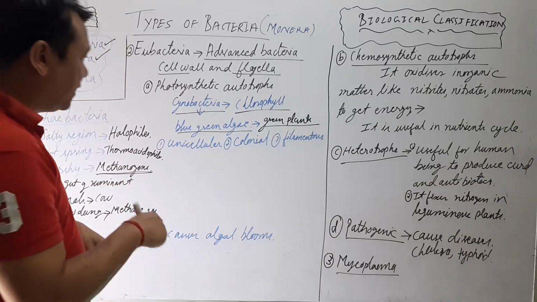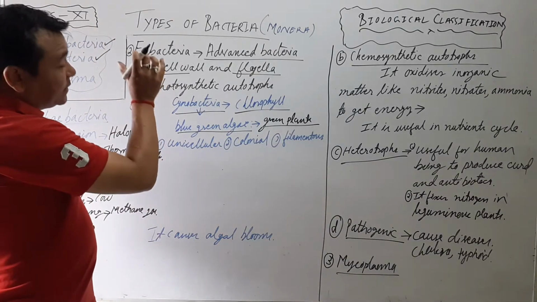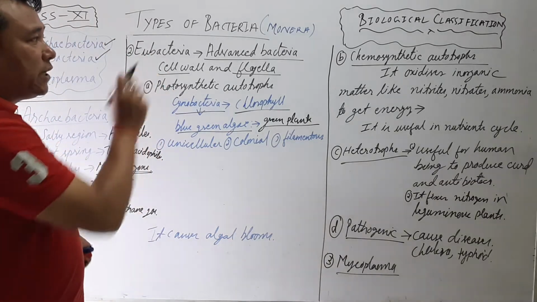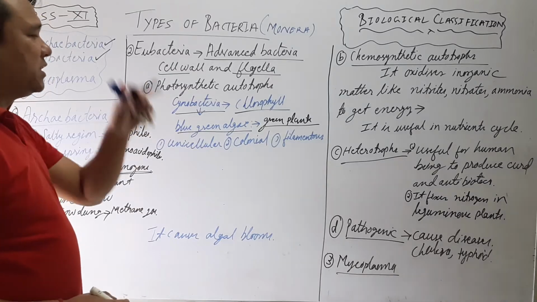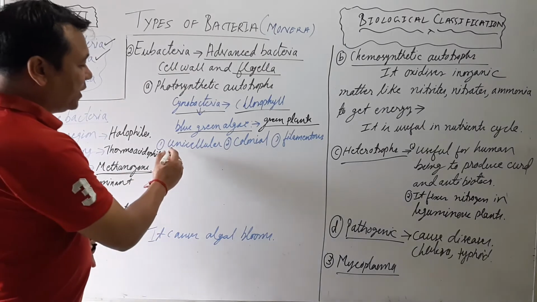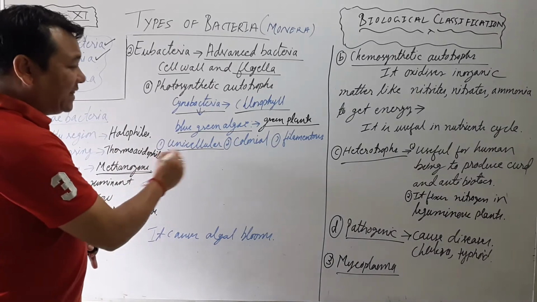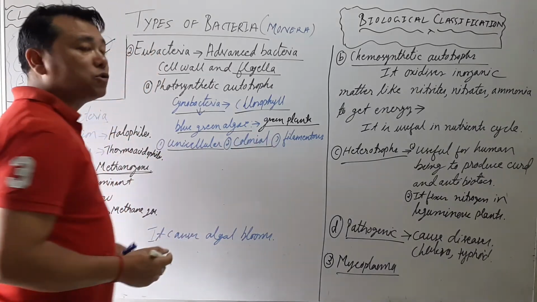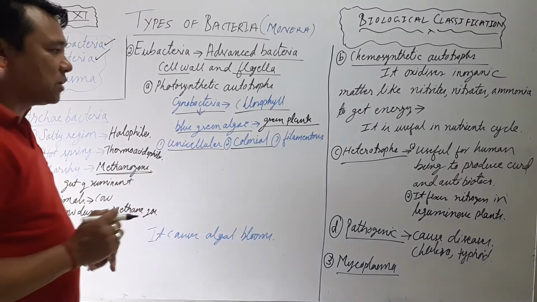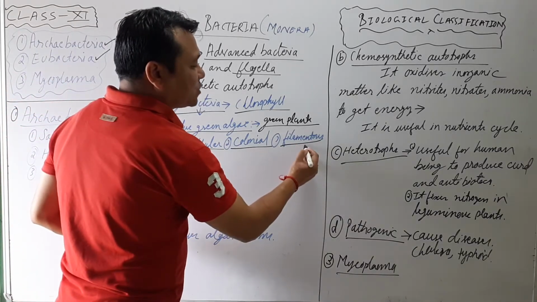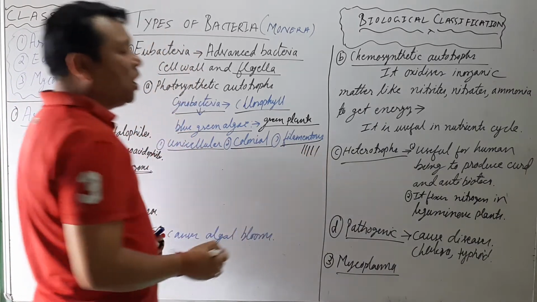Right or not? Okay. The next one is this: Eubacteria or photosynthetic autotrophs, especially cyanobacteria, are found in a unicellular form also, meaning single cells. They are found in colonial forms also, meaning in a bunch. They are found in a filamentous form also.